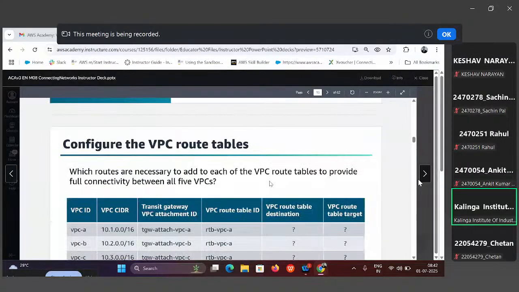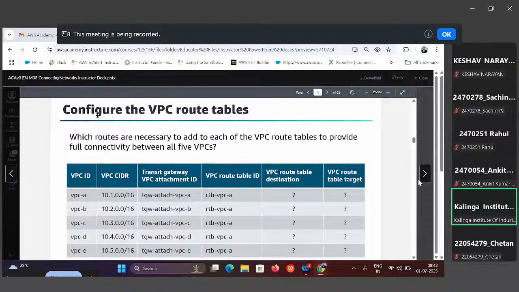Configure the VPC route table. So which routes are necessary to add to each of the VPC route tables to provide full connectivity between all 5 VPCs?